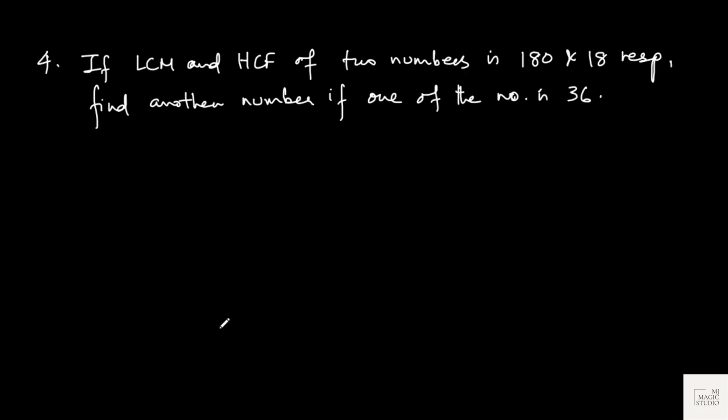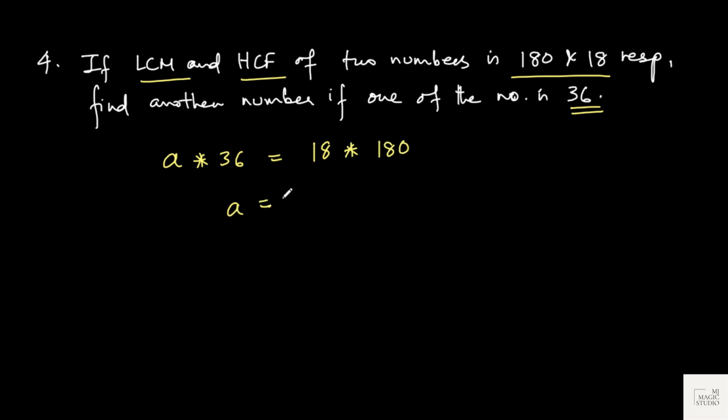So, starting again with the basic questions related to those properties. If LCM and HCF of two numbers are 180 and 18 respectively, and if one of the numbers is 36, find the other number. We know that the product of the numbers, A into 36, is nothing but the product of HCF and LCM, 18 into 180. That means the other number we are looking for is 180 into 18 by 36. 2 times, and this will be 90. So if you know the properties, we can solve this question in no time.